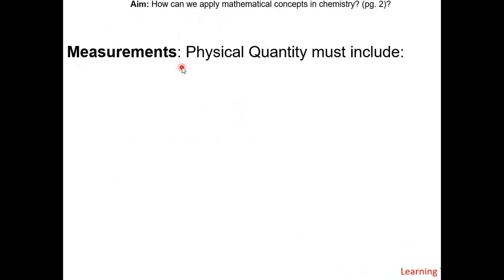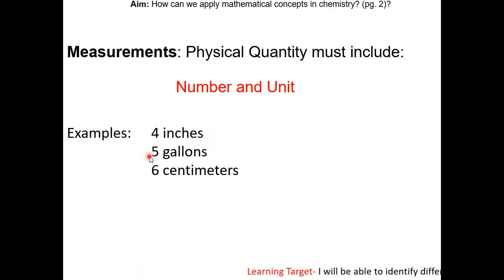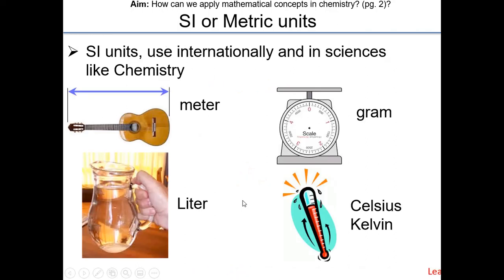Measurements are things we do in science and in lab. They're used to figure out the size or amount of something. Measurements are typically physical quantities that must have a number and a unit. For example, 4 inches, 5 gallons, 6 centimeters. In science, we use metric units, also called SI units, like meter, which measures length, liter, which measures volume, grams, which measures mass, and Celsius and Kelvin, which measure temperature.